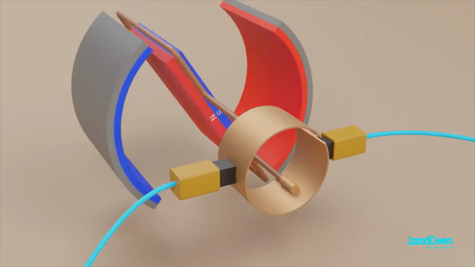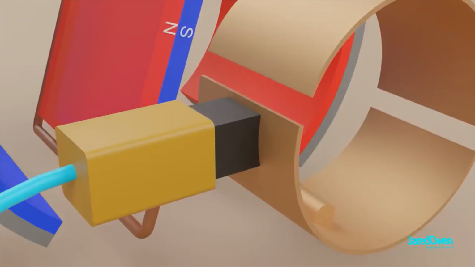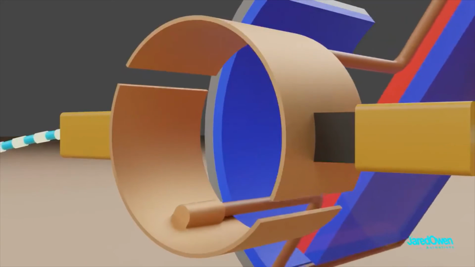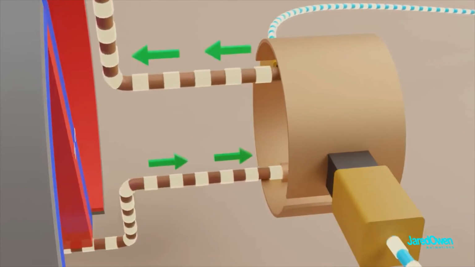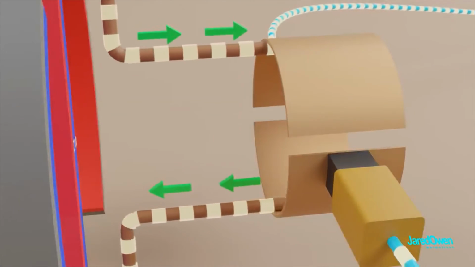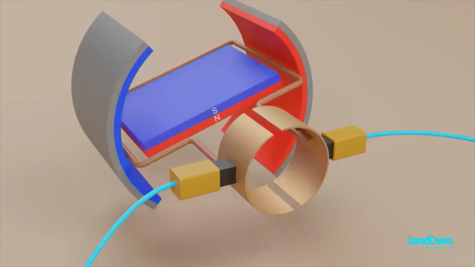As we come around this time, the brushes will switch contact to the other side of the commutator ring. Remember, there's two brushes, so this is happening on both sides. Before the switch, the current in the armature is flowing this way. After the brushes switch sides, current will flow the other way. This means the electromagnet switches polarity, which will cause the armature to keep spinning.